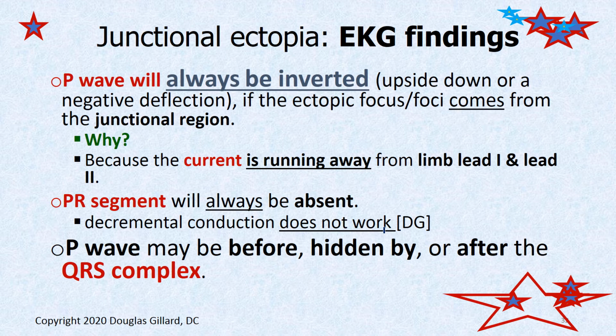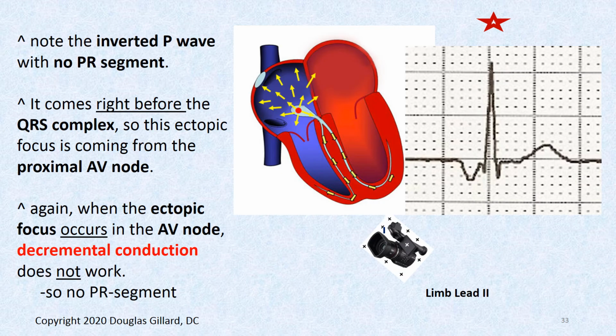The P wave also is not always visible. It can be hidden behind the QRS complex, or it might actually be toward the T wave, kind of to the right of the QRS complex. So here's an example of exactly what we're looking at, a cartoon. If it's occurring in the junctional region, most of the flow of electricity is going this way. So limb lead 2 is going to see it moving away, and it's going to draw the waveform down like that. And there's going to be no delay because the action potential is happening inside the AV node, and that decremental slowdown region of the AV node doesn't work.